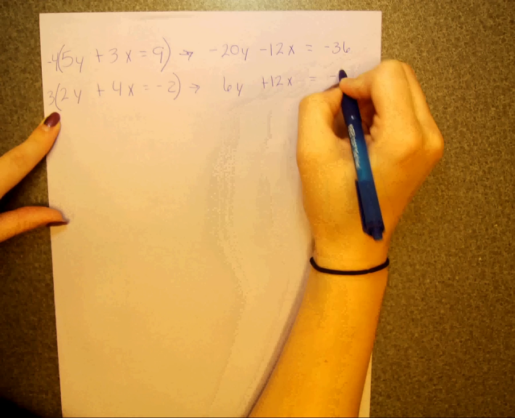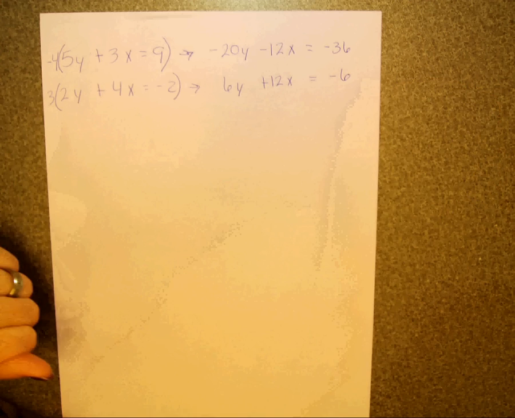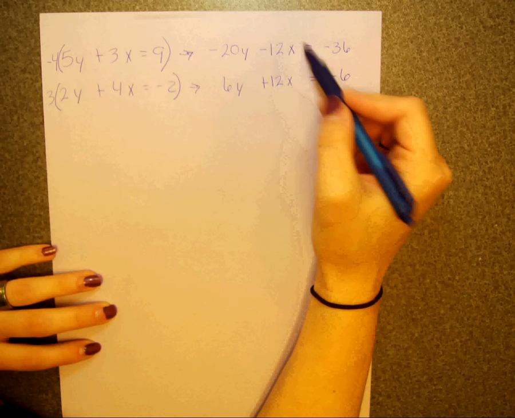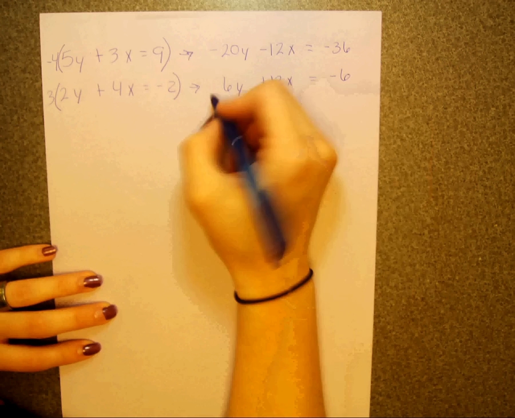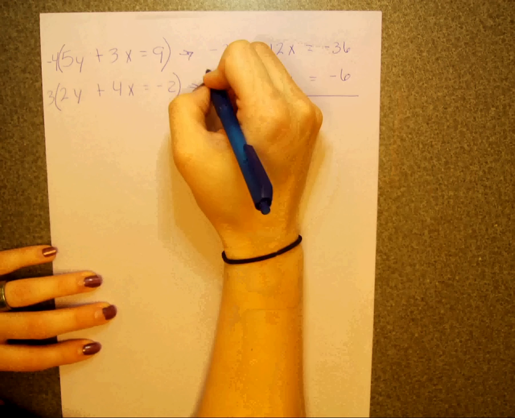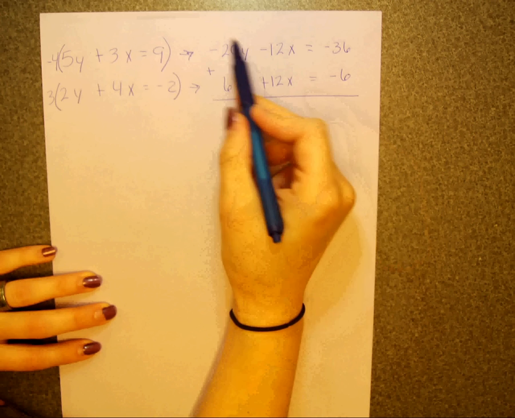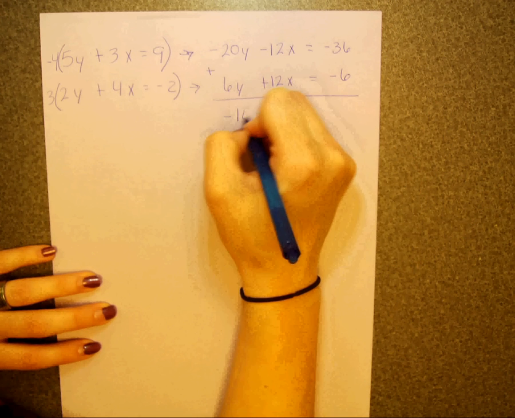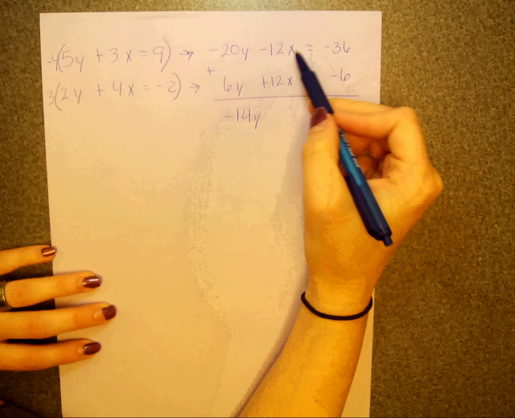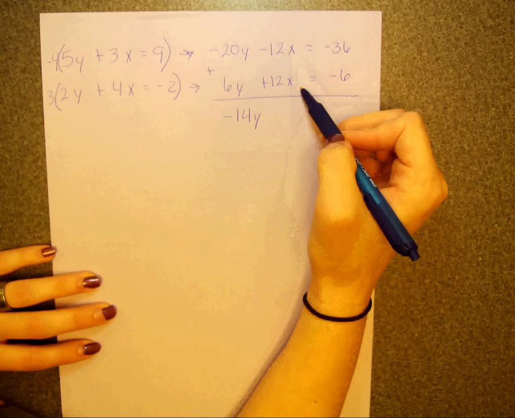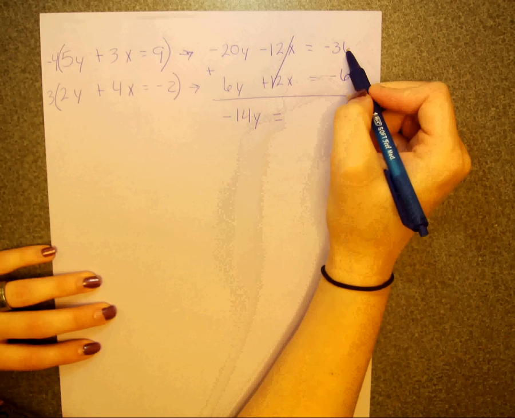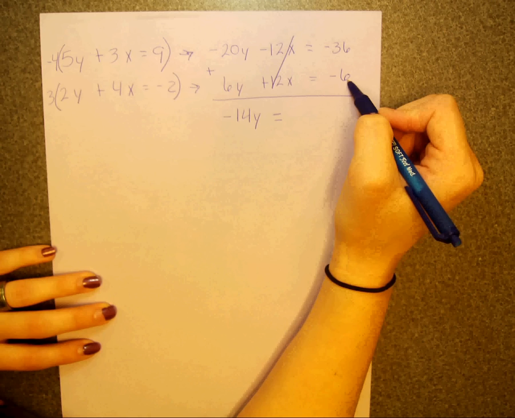Okay, so now the x's, if I add these two equations together, will cancel out. So I'm going to add these together. Negative 20y plus 6y gives me negative 14y. Negative 12x plus 12x is 0, it cancels out, equals negative 36 minus 6, or plus negative 6, is negative 42.